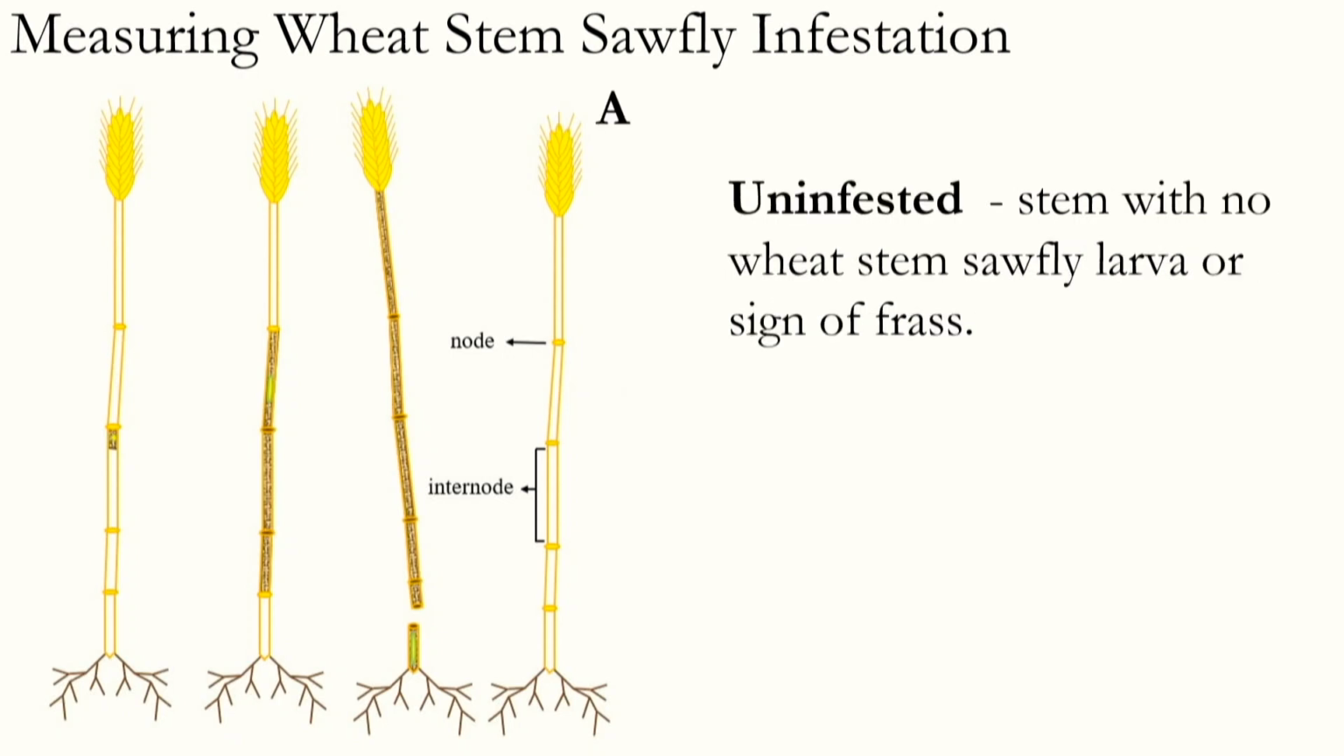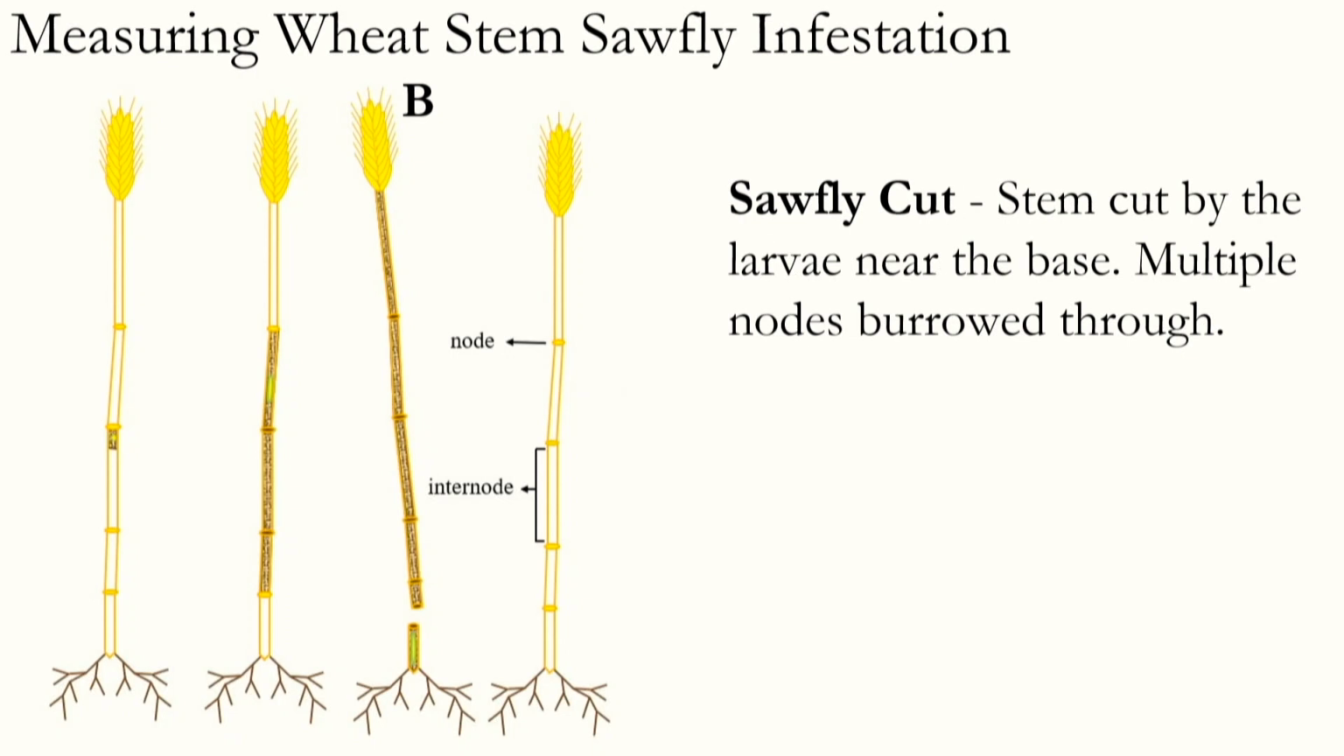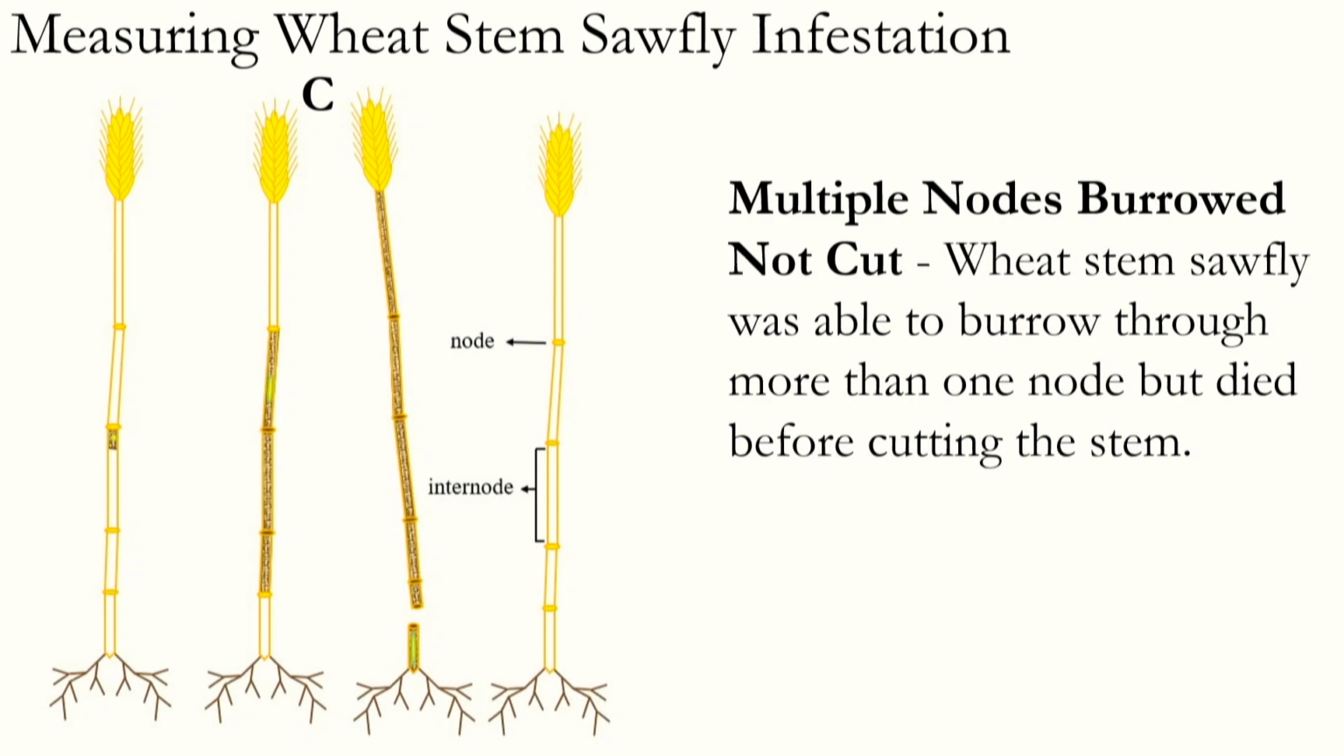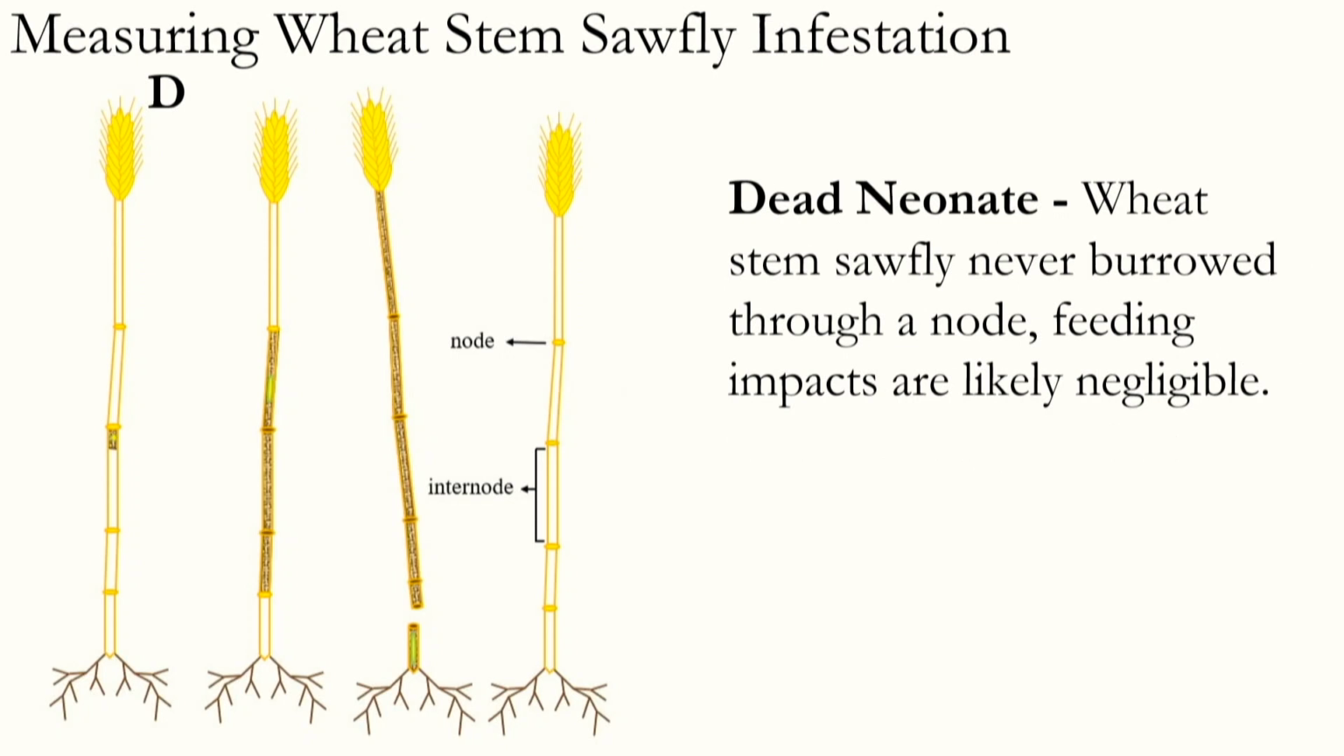infestation. First category is, of course, uninfested, where a stem has no sawfly and no frass, which is their excrement. Then, of course, there's sawfly cut, when we have multiple nodes burrowed through and that stem is eventually cut. And then there are some cases where they burrowed through nodes but died before cutting the stem. And then something called a dead neonate, where a larva fed for a couple days, never made it through a node, and we think its feeding was pretty negligible.